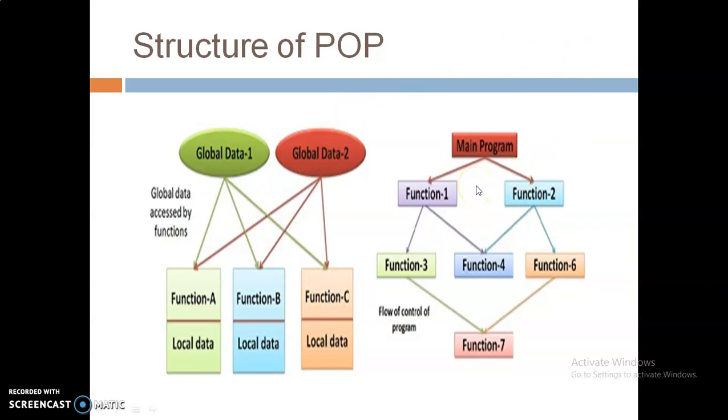From the right side of the figure, we can see the main program has two functions, function 1 and function 2. Function 1 contains function 3 and function 4. That means it uses function 3 and function 4. Also, function 2 calls function 4 and function 6. Again, function 3 and function 6 call function 7. So, we can say this is the flow of control of the program in procedure-oriented programming languages.